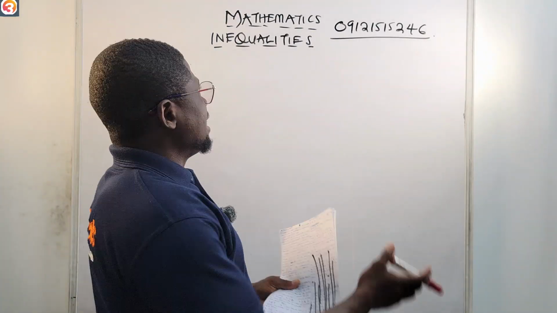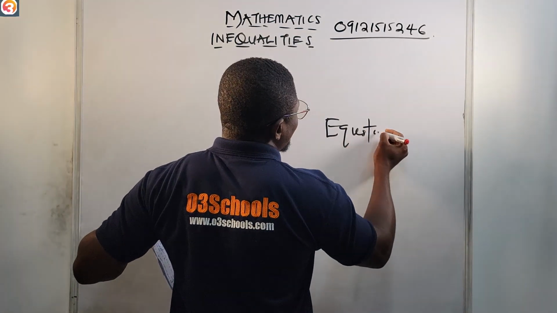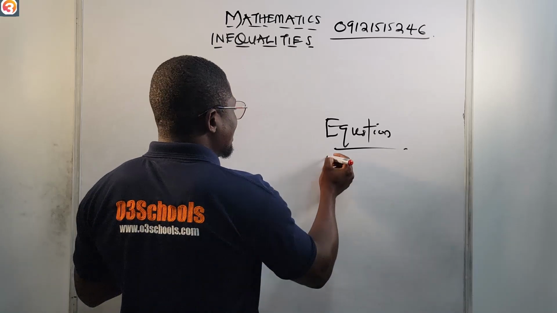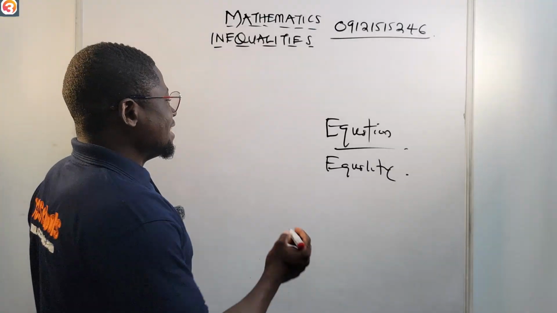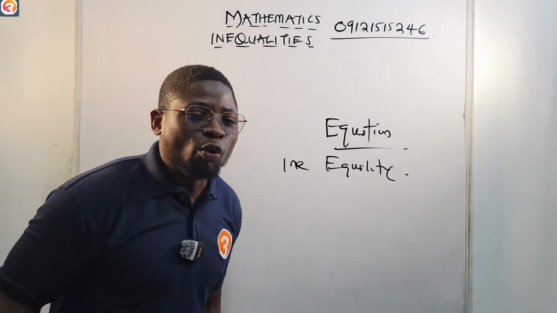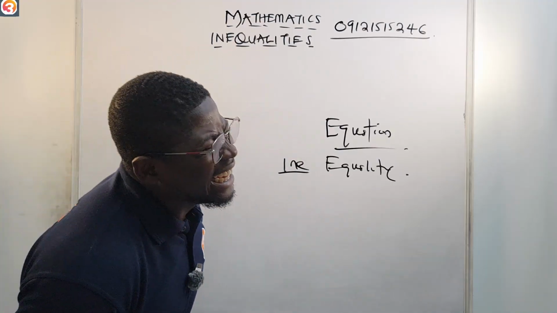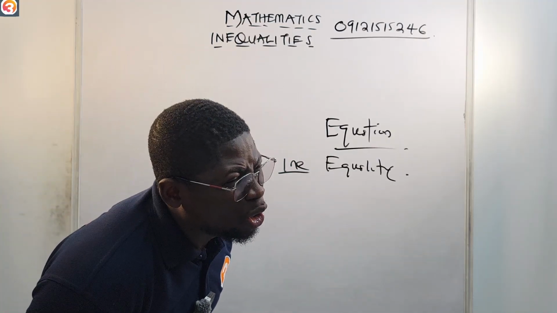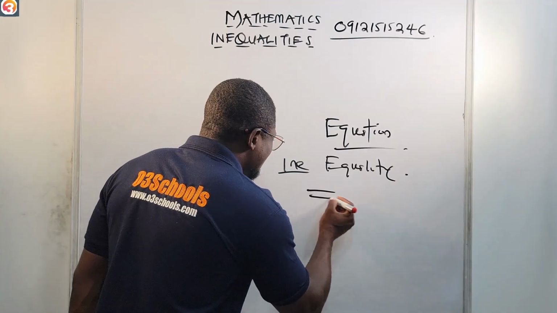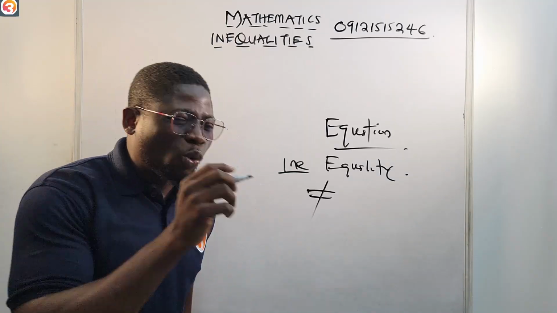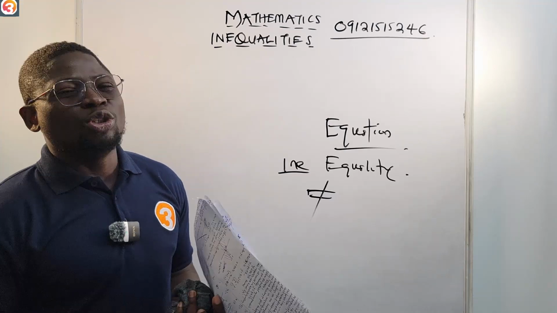Okay, so inequality. So we say unequal. If you look very well, it's sounding like equation, something like equality. It's sounding like equality, but there is an unequal present, showing that this is not an equation. It is an inequality.